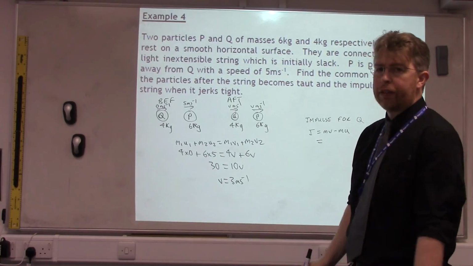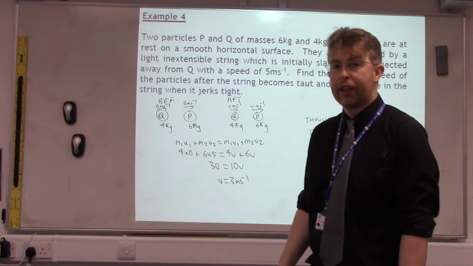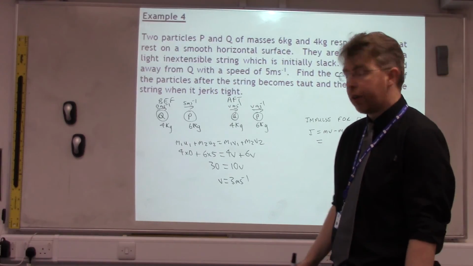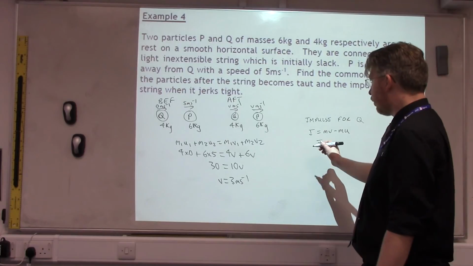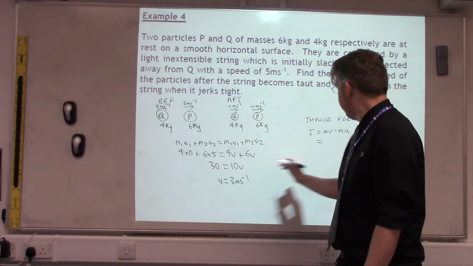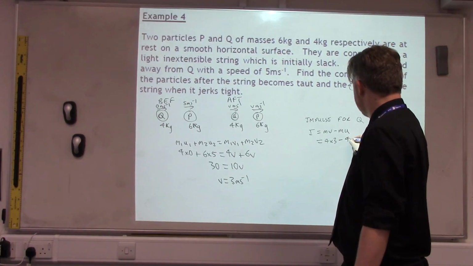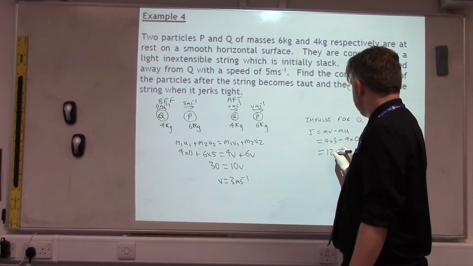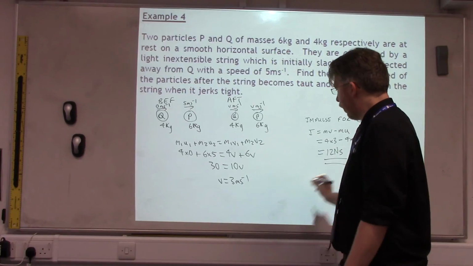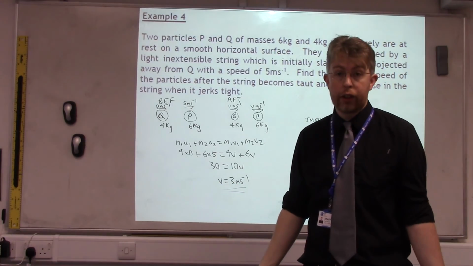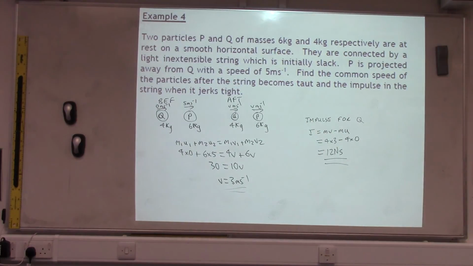So basically one should give us a positive answer, one should give us a negative answer. And usually you're asked for the magnitude of impulse, so in those cases you would ignore the minus. So in this case, V is 3, so 4 times 3 minus 4 times 0 gives 12 Newton seconds. And that concludes this session.